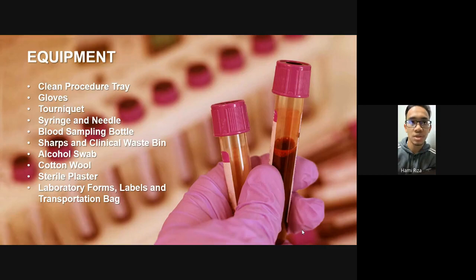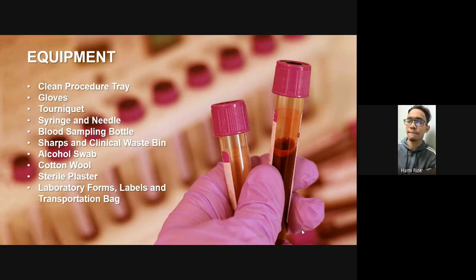Actually, different colors of blood sampling bottle carry different purposes. For example, the purple cap is used for taking full blood count, and the yellow or gold cap is used for renal function test, liver function test, and inflammatory markers such as CRP. The grey cap is for monitoring blood sugar level, either random or fasting blood glucose, and also lactate. The blue cap is for coagulation profile, INR, and also D-dimer. Meanwhile, the pink cap is merely for cross-matching.